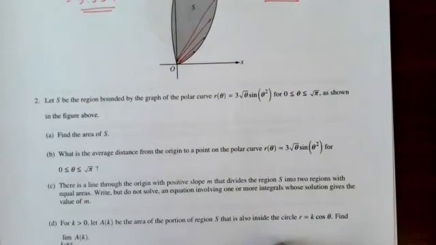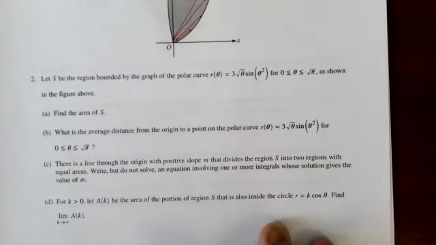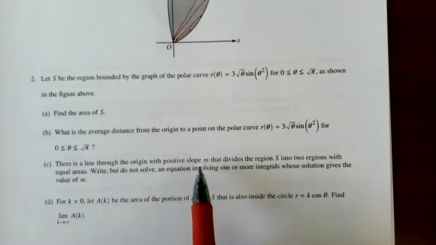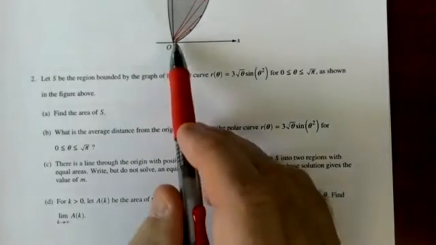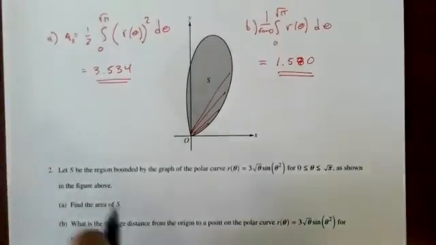So there's a line through the origin with positive slope m that divides the region S into 2 regions with equal areas, but do not solve an equation involving one or more integrals whose solution gives this value of m. Right, the areas are even. Oh, sorry, I don't think that's all that hard. Well, hang on, let me slow down, make sure I get this right. There's a line through the origin with positive slope m. Oh, that's not a location, is it? So positive slope m. Well, that's hard. I think I could do this without the limits and get close, but we'll see.